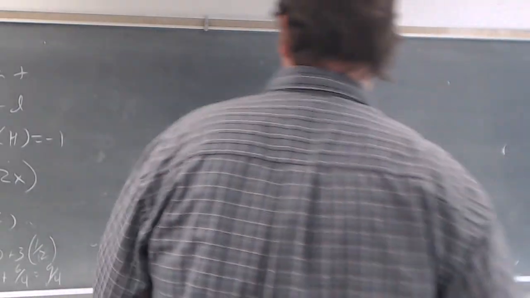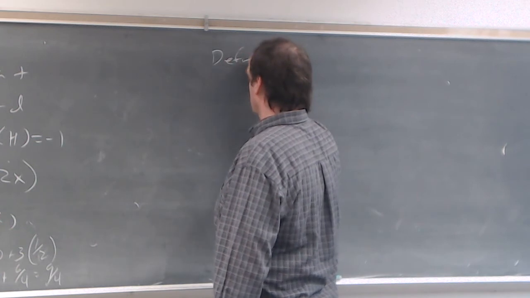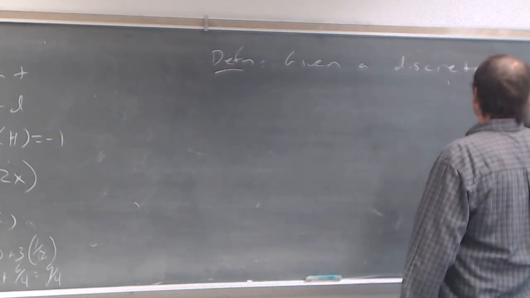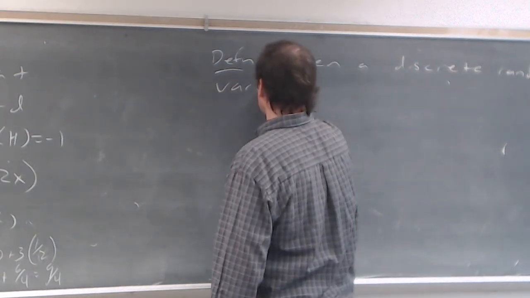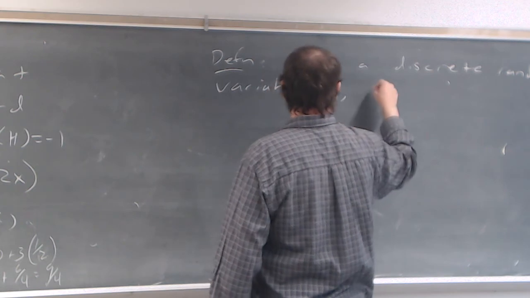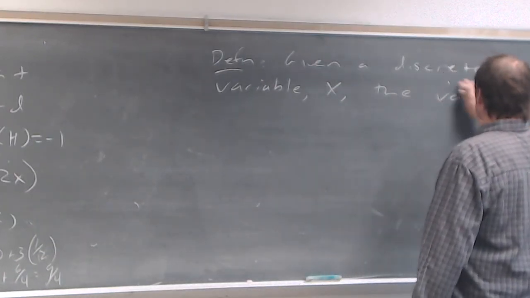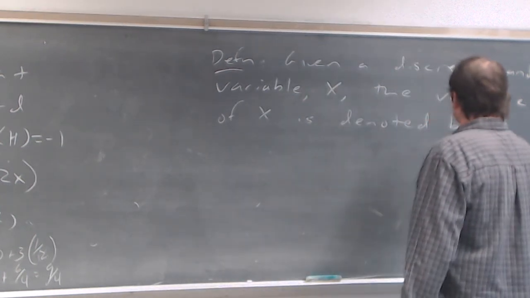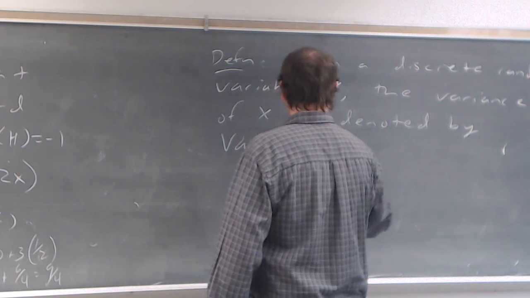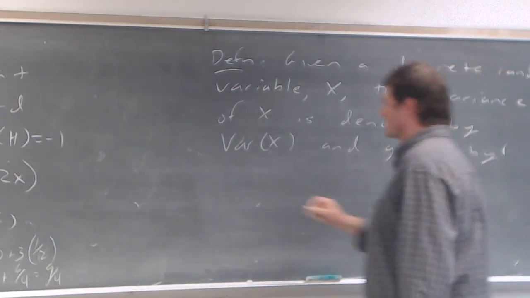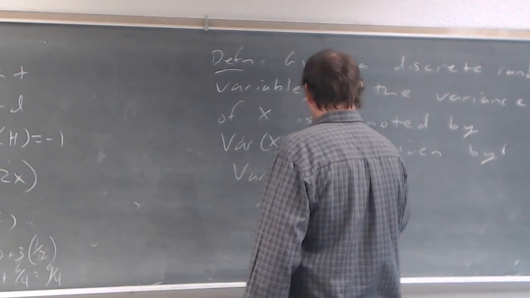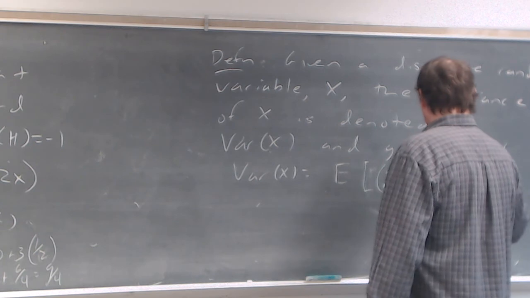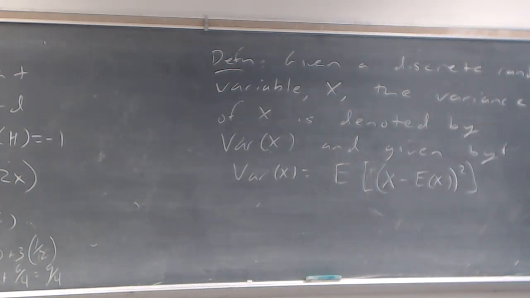And that is the variance. So, given a discrete random variable X, the variance of X is denoted by VAR of X and given by the expected value of the quantity X minus the expected value of X, to be squared. So that's the variance of X.